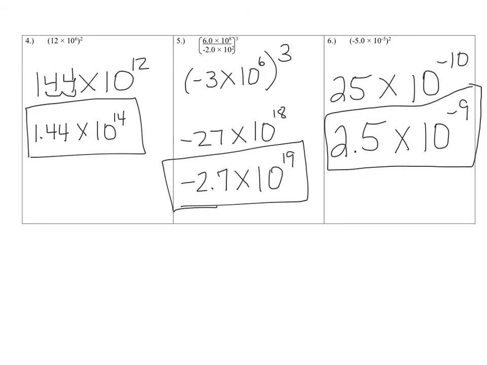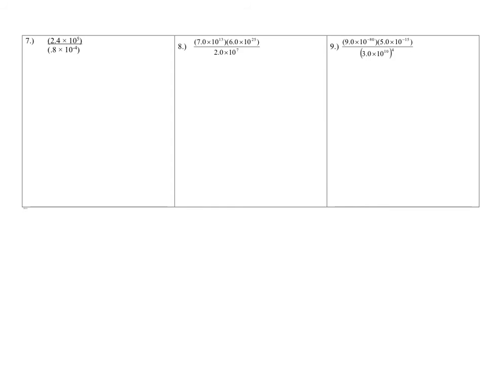And when you're making a small number bigger, you're subtracting or adding a negative to the exponent. All right, so again, number 7, this is division. So 2.4 divided by 0.8. If you're moving the decimal point over, you have to do that in the top as well.